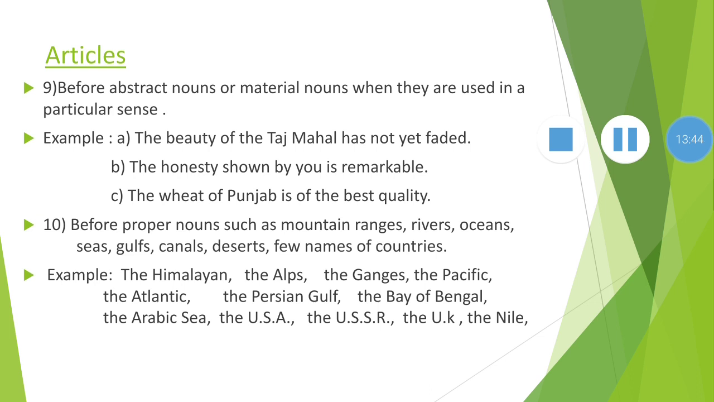the Pacific, the name of an ocean, the Atlantic, the name of an ocean, the Persian Gulf, the name of a gulf, the Bay of Bengal, the Arabian Sea, the name of a sea, the USA, the name of a country, the USSR, the UK, the Nile, etc. Before the proper noun or the rare thing in the world, we use the article.